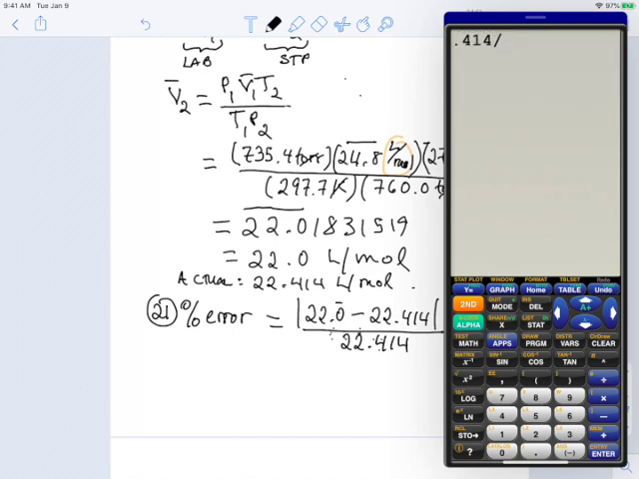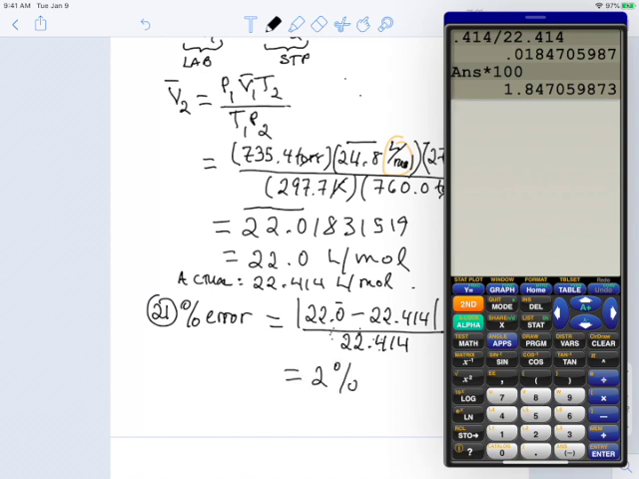We're going to divide that by the real value, which is 22.414. Now, remember that when we did the subtraction, the value that we put in, 22.0, only had one decimal. That means that we can only use one decimal of this top part here. So when we multiply times 100%, we're going to get 1.847 whatever, but we can only round that to 1 sig fig. So that's going to make this essentially 2%.